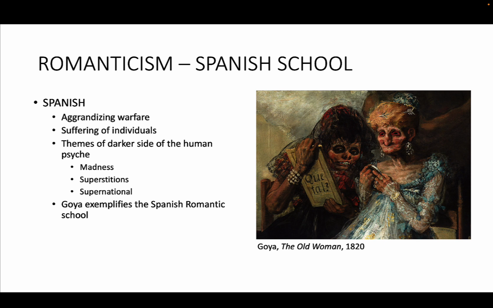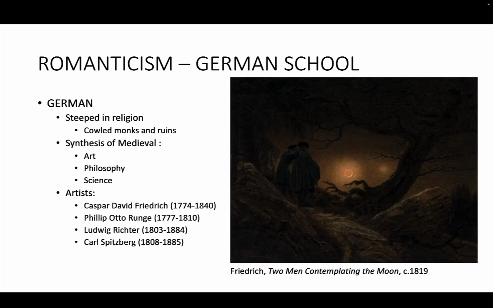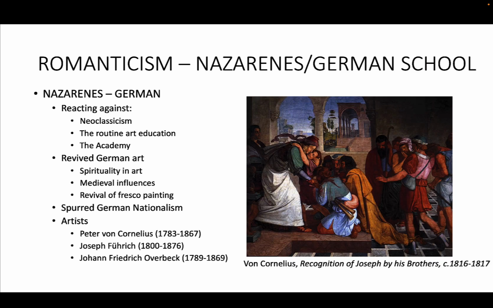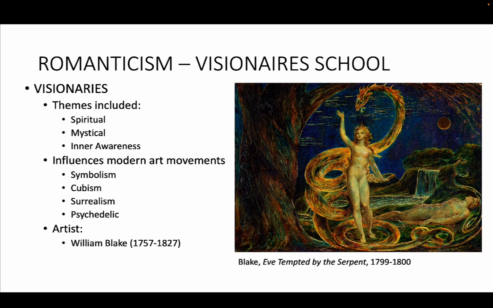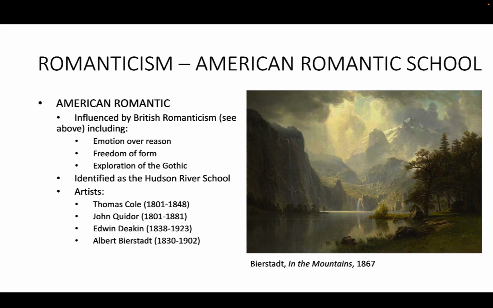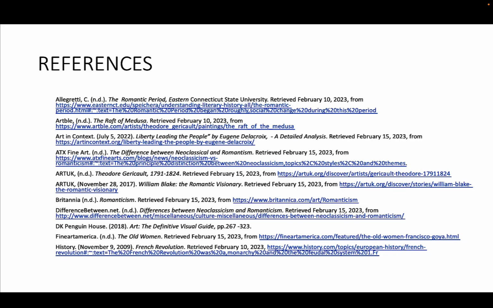We have the Spanish school. Again, we discussed this before. We have the German school, the Nazarenes, and the Visionaries. And then we wind up with the American Romantic school. And then we go into the references, which are exactly the same as in the other.